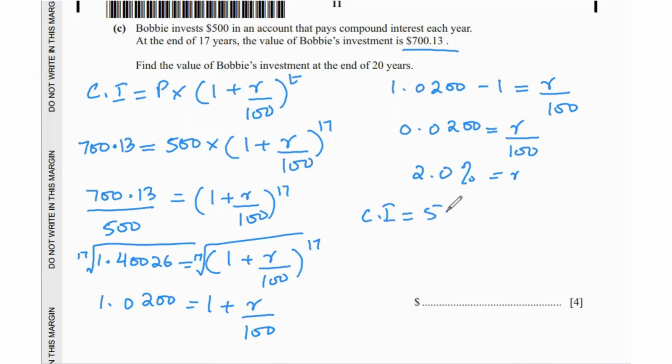That's going to be 500 times 1 plus 2 over 100 to the power of 20, which is going to give us $742.97. That is the value of Bobby's investment at the end of 20 years.